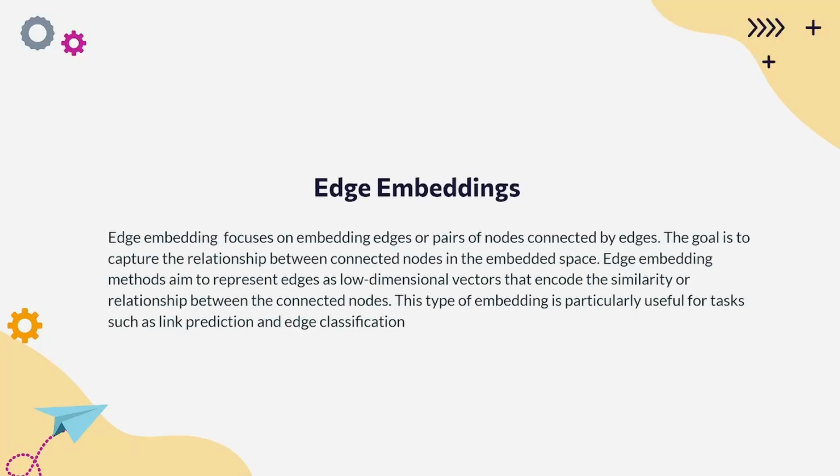In the node embedding, we had only the nodal part. Now we are coming to the attachment between those nodes. The goal is to capture the relationship between the connected nodes in the embedded space. Edge embedding methods aim to represent edges as low dimensional vectors that encode the similarity or relationship between the connected nodes.